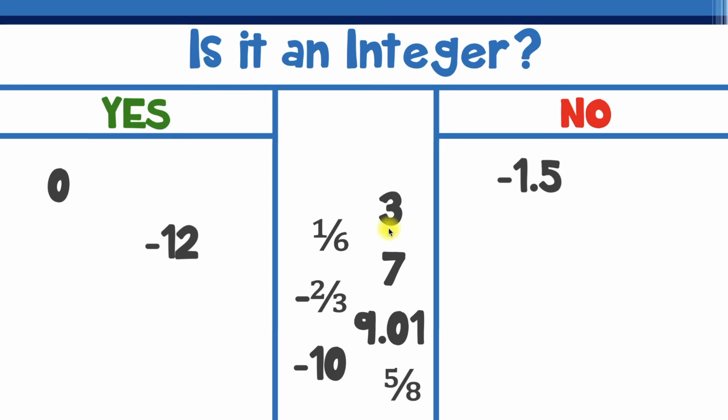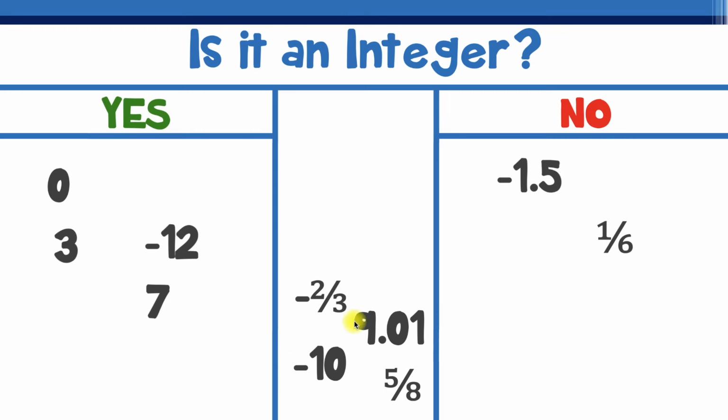How about positive 3? The answer is yes, because it's a positive number that is whole. Next, we have 1/6. Well, that is not an integer. It's a fraction, which means it's not a number that's whole. Here we have 7, and 7 is an integer. It's a positive number that is whole.